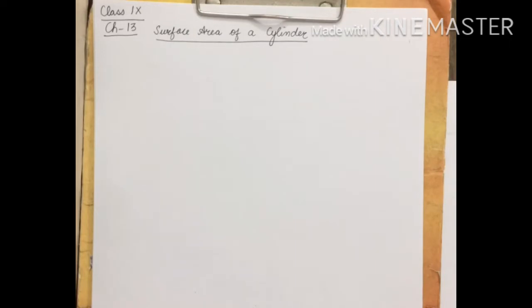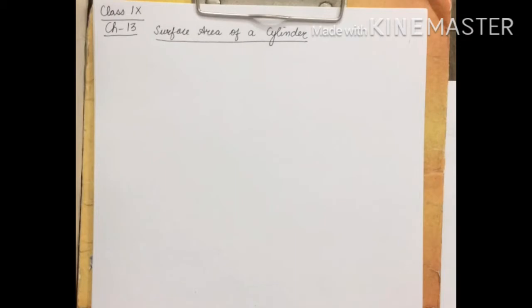We have started with chapter number 13, surface areas and volumes from your NCERT textbook. We have discussed the first exercise in which we learned how to find out the surface area for a cuboid and a cube and how to apply the formulae to real life problems. The next exercise is based on the surface area of a cylinder.